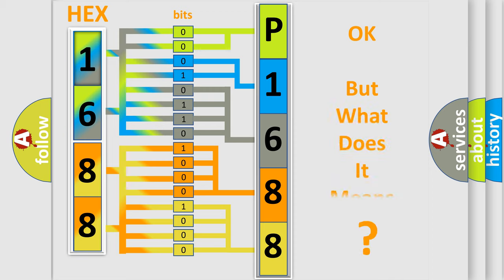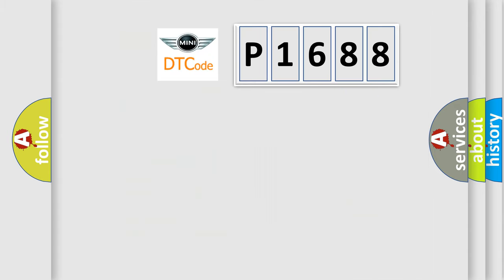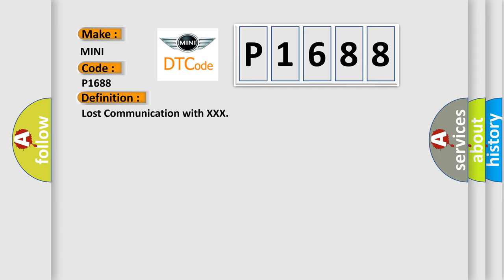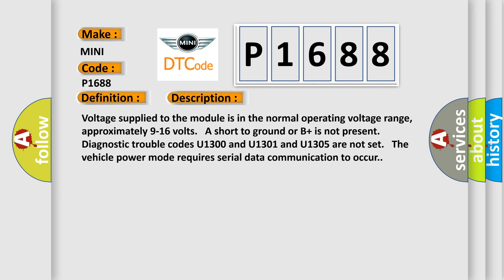The number itself does not make sense to us if we cannot assign information to what it actually expresses. So, what does the diagnostic trouble code P1688 specifically mean for car manufacturers? The basic definition is lost communication with XXX. And now this is a short description of this DTC code. Voltage supplied to the module is in the normal operating voltage range, approximately 9 to 16 volts, a short to ground or B+ is not present. Diagnostic trouble codes U1300 and U1301 and U1305 are not set. The vehicle power mode requires serial data communication to occur.